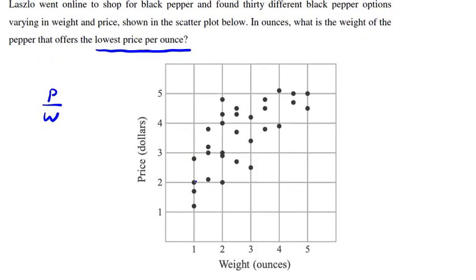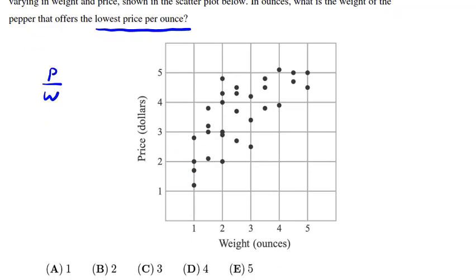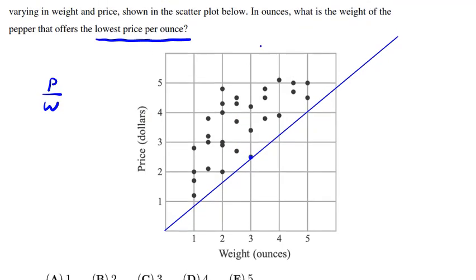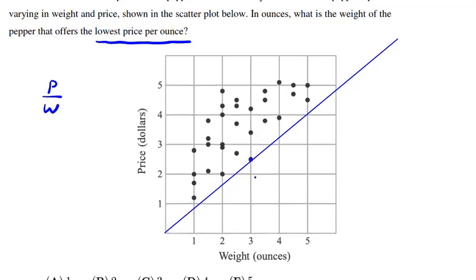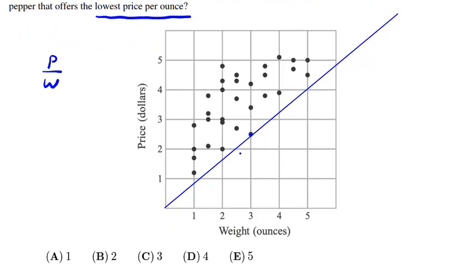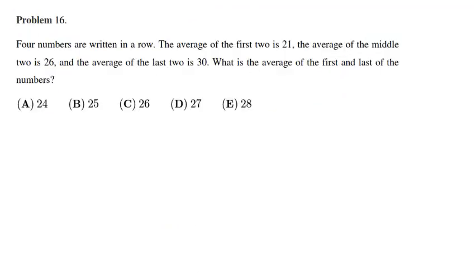So P over W is the gradient of each point, and we want to find the lowest. So which of them has, let me show with black, the lowest gradient? You consider this with your ruler, you can do this. And the first point it touches is this point. So we understand this has the lowest price per ounce, and it asks, in ounces, what's the weight of this? So the weight here is 3 ounces. So the answer is C.